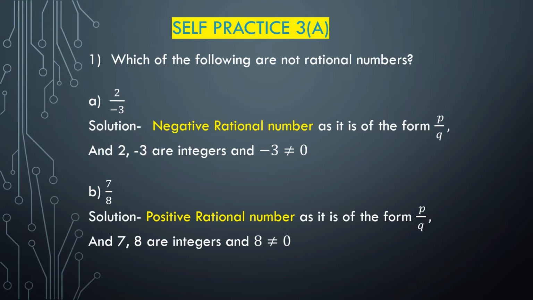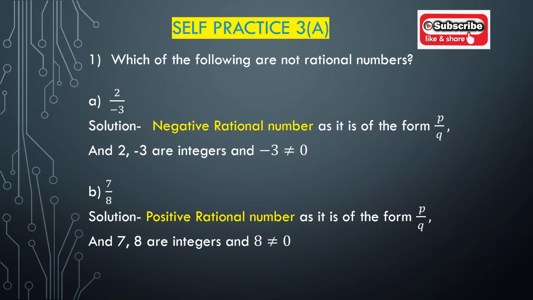2 divided by minus 3, this is a negative rational number as it is of the form p divided by q. P is 2 and q is minus 3 where p and q are both integers, that is 2 and minus 3 are integers and minus 3 not equal to 0. So this is a negative rational number.